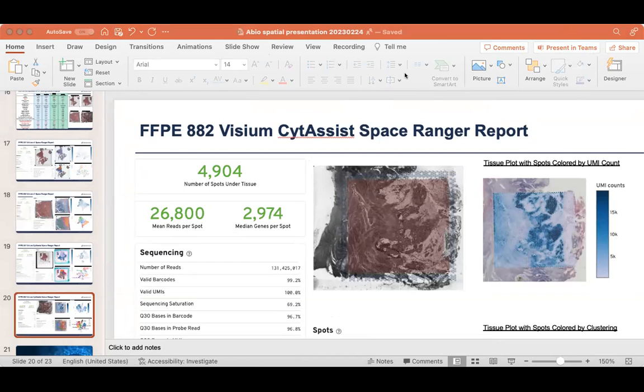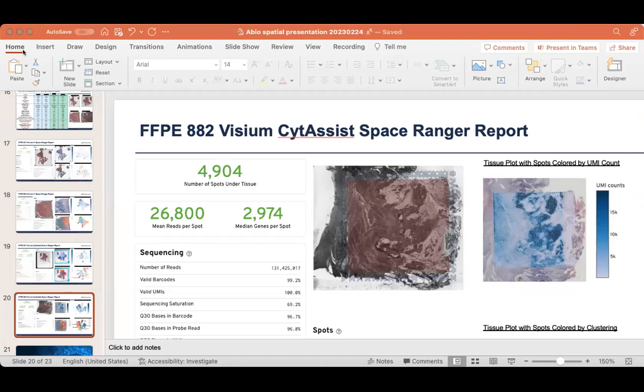Does anyone have any question, maybe in the audience here? It's great to see that the number of genes per spot has increased dramatically for version 1, version 2, but have you also seen the cluster number increase?